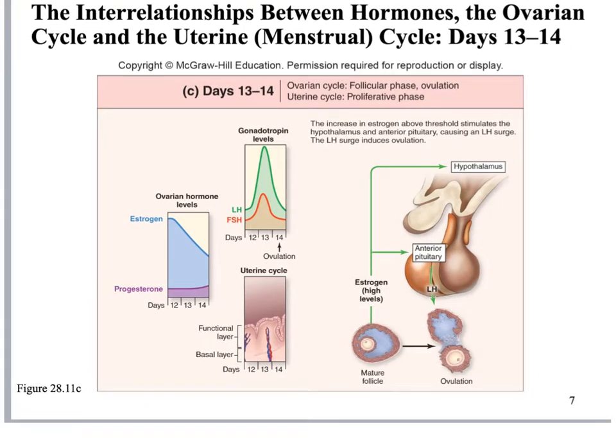And then days 13 to 14, we're at the end of the follicular phase and ovulation in the ovary. We are still in the proliferative phase within the uterine cycle, and now you have that LH surge, that spike in LH, which then induces ovulation. After ovulation, estrogen levels start to fall. We transfer over from a follicle to a corpus luteum. We move from a follicular phase to a luteal phase in the ovary, and we transfer over from a proliferative phase to a secretory phase in the uterus, or in the endometrium.